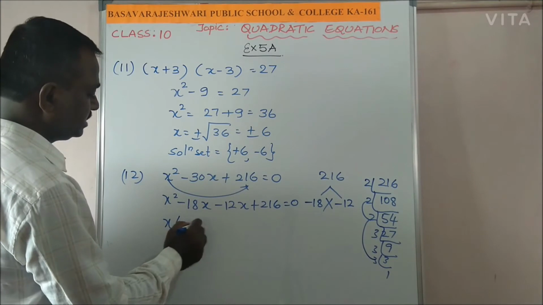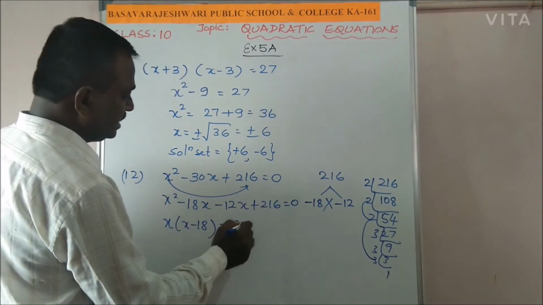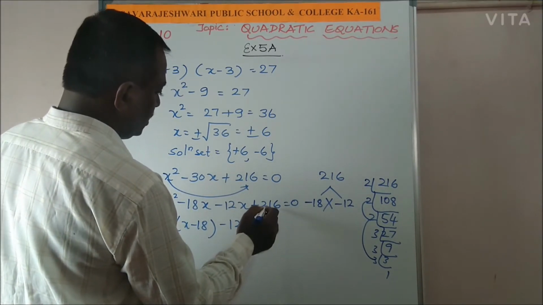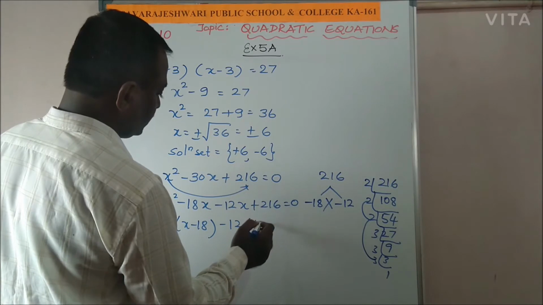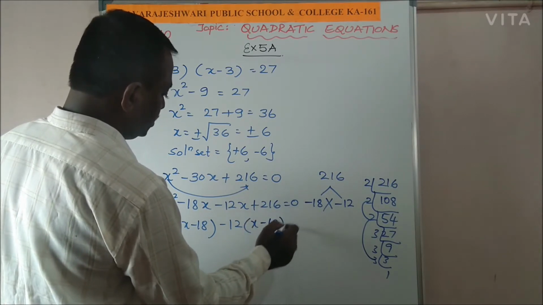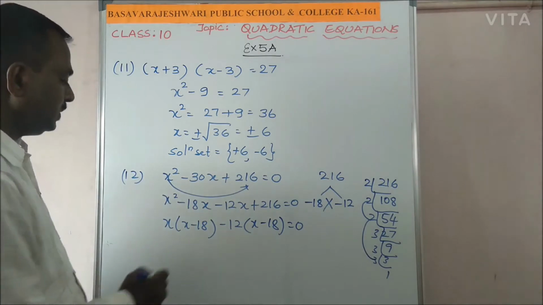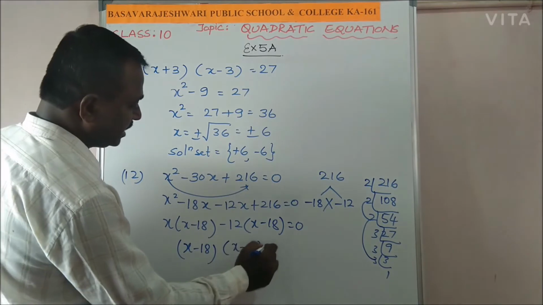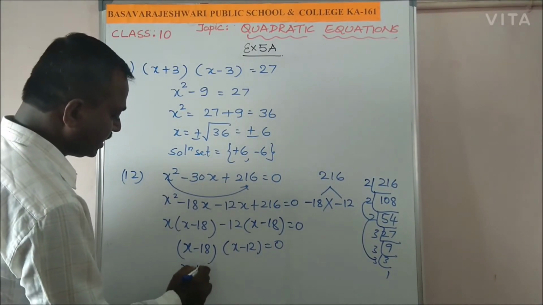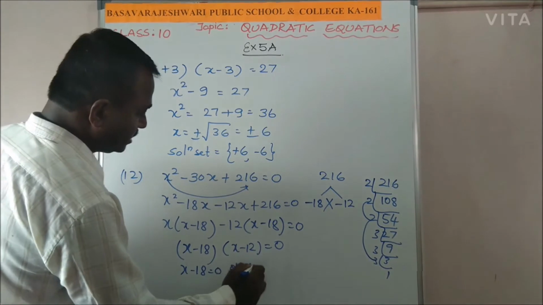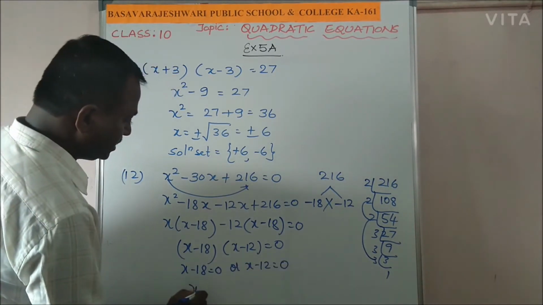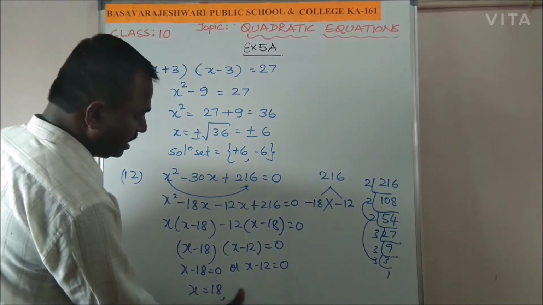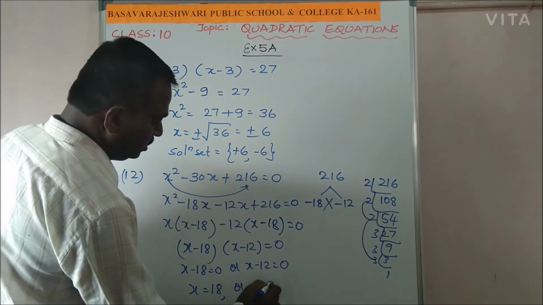x is common in the first two terms, and minus 12 is common in the last two. So x minus 18 is one factor, x minus 12 is another factor, is equal to 0. By the zero product rule, x minus 18 is equal to 0 or x minus 12 is equal to 0. x is equal to 18, comma 12, because x is equal to 18 or x is equal to 12.